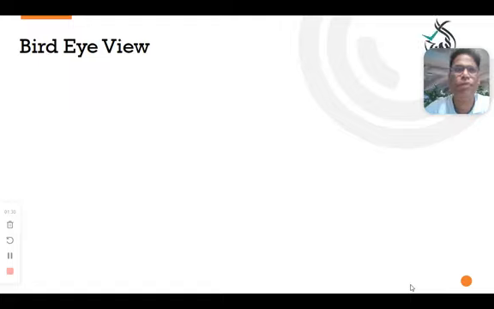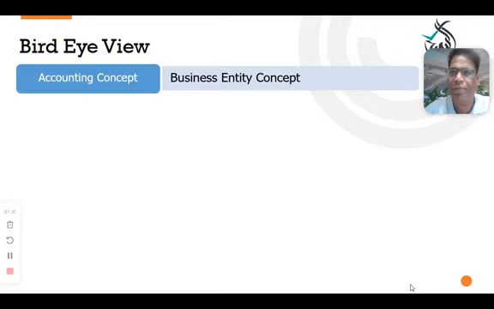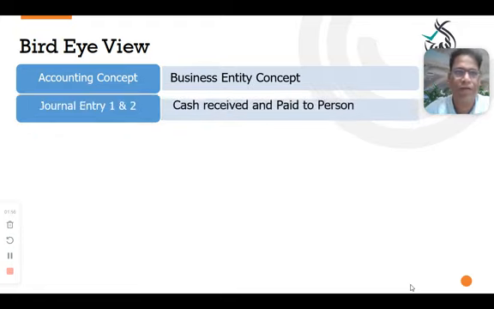So, a bird's eye view: in the last session, we completed the accounting concept called the business entity concept. The business entity concept means the owner is different from the business. And we completed general entry number 1 and 2, where we learned the cash received and paid to a person. So what is the treatment if someone paid cash to us, or if we paid cash to someone?